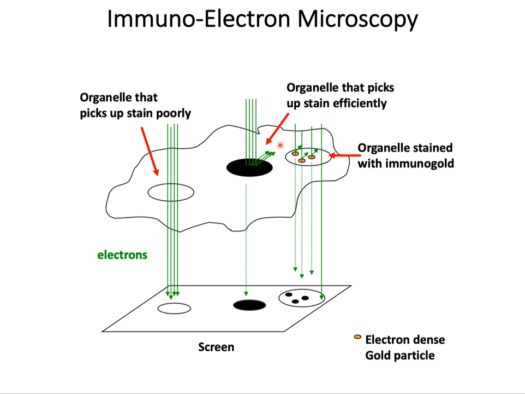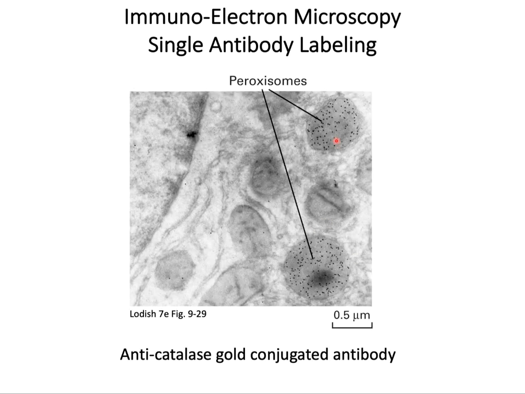As mentioned, gold is very electron dense, so if the peroxisome is stained with the anti-catalase antibody with the gold-labeled protein A, then the gold particles that are bound to the organelle will deflect the electrons and will identify that organelle. So here is an example. These are the peroxisomes, and you can see these tiny black dots, which are individual gold particles that are identifying the catalase found in that organelle.